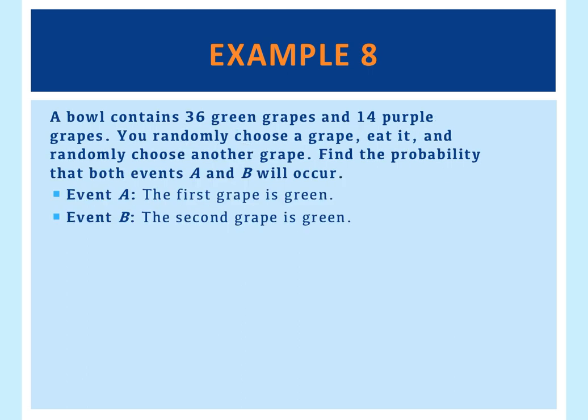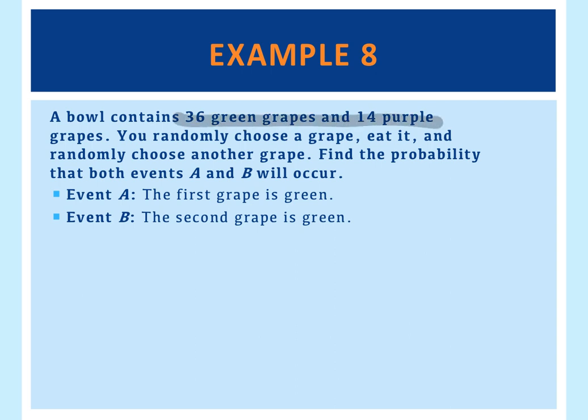Example 8, a bowl contains 36 green grapes and 14 purple grapes. You randomly choose a grape, eat it, and then randomly choose another grape. Find the probability that both events A and B will occur. The first one is green and the second one is green. So let's talk about the sample space.